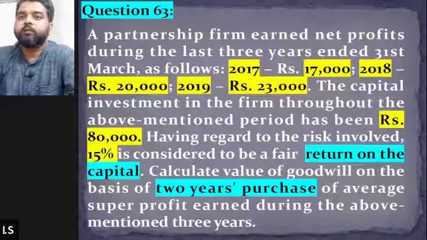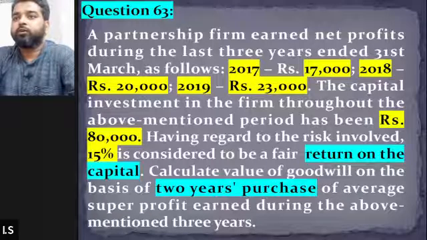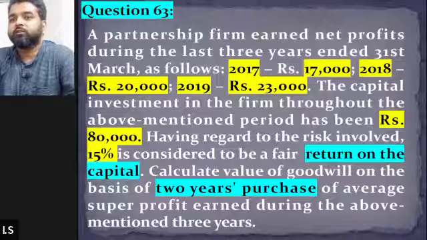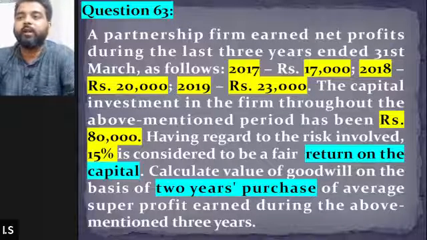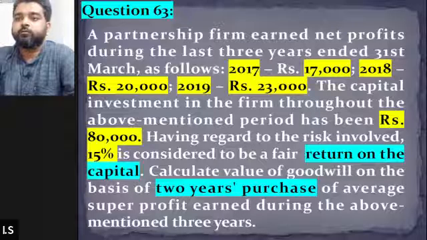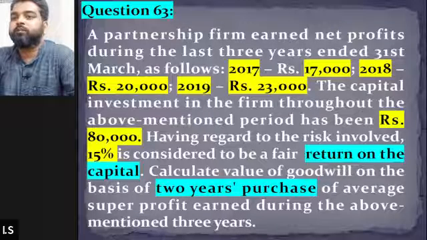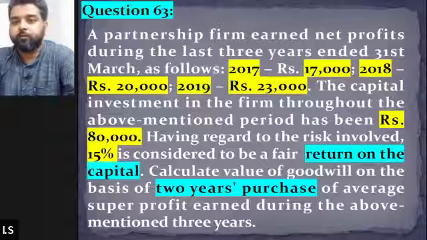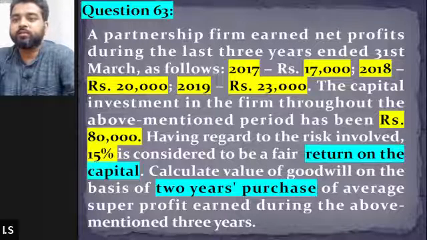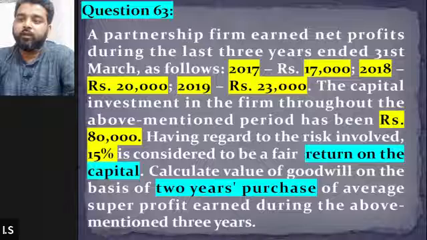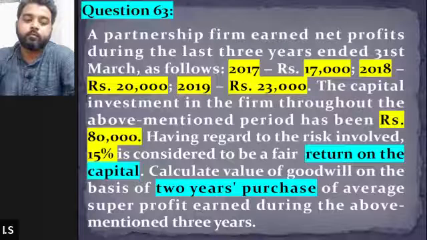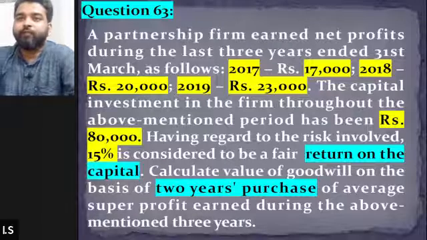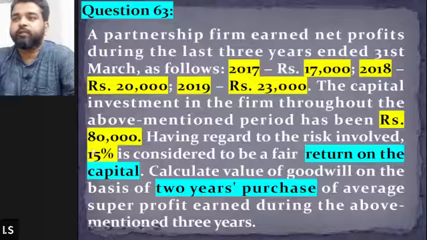Question 63 is saying, a partnership firm earned a net profit during the last 3 years ended 31st of March as follows: 2017, 17,000; 2018, 20,000; 2019, 23,000. The capital investment in the firm throughout the above mentioned period has been 80,000. Having regard to the risk involved, 15% is considered to be a fair return on the capital. Calculate the value of goodwill on the basis of 2-year purchase of the average super profit during the above mentioned 3 years. All right.